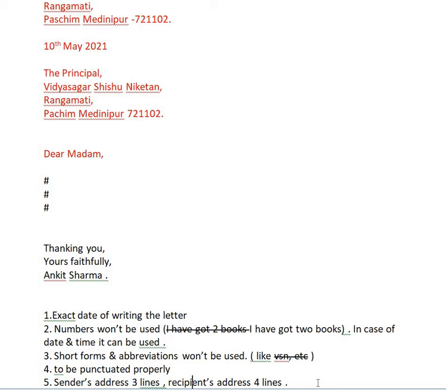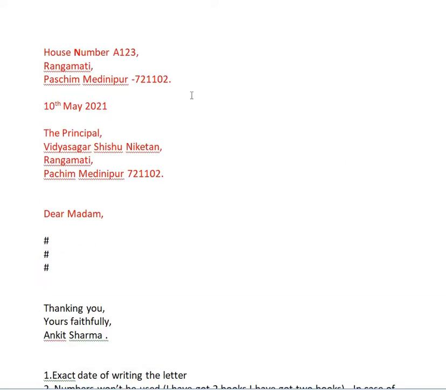Now next one, sender's address will be of 3 lines and recipient's address will be of 4 lines. Now sender's address, how you will write: house number, then the place's name, then the district's name, and you will be writing your district pin code here. Now the recipient's address, this is again very important. As I have said, randomly don't write the recipient's address. You will have to follow a particular rule in order to formulate this one.